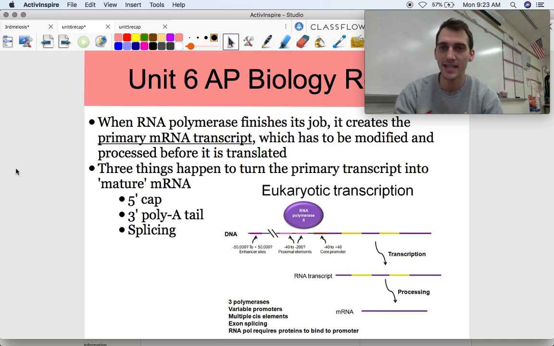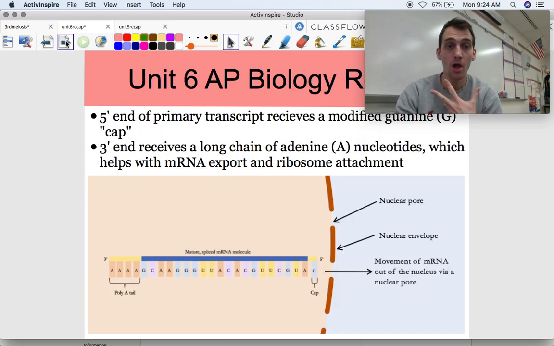There's got to be some things that happen to it before that RNA gets shipped out of the nucleus and sent to the ribosome to start to make a protein, right? It has to be modified and processed before it's translated. And there's 3 things that have to happen. It has to have a 5' cap, a 3' poly A tail, and it needs to be spliced. Okay, so this is what we call RNA processing. This is a big step in gene expression.